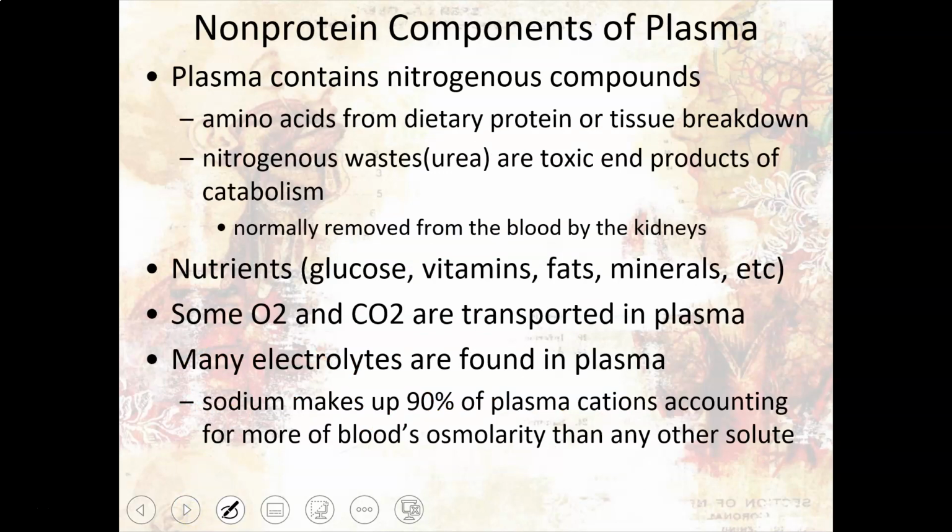Also in plasma, we've got things like nitrogenous waste from amino acid breakdown, the end products of protein catabolism, and these will be removed by the liver and the kidneys. There will be some nutrients dissolved in the plasma, and a little of the blood gases as well. Lots of electrolytes, most of it's sodium. And this is, again, going to contribute to blood's osmolarity, this pull that blood has on water.